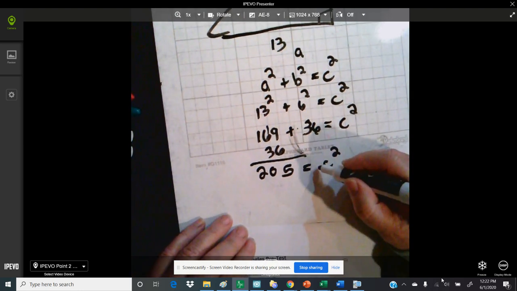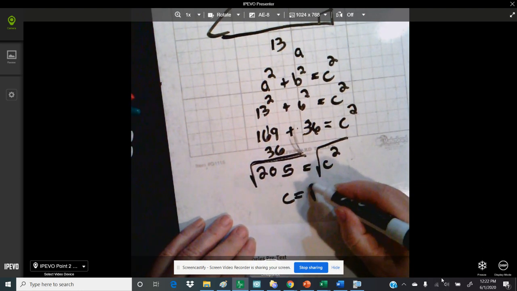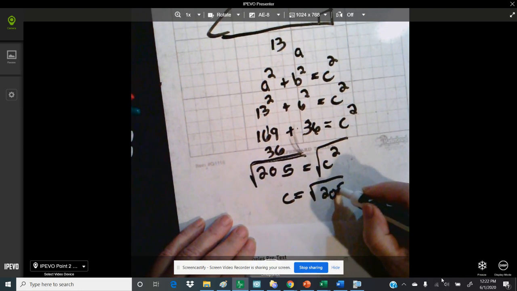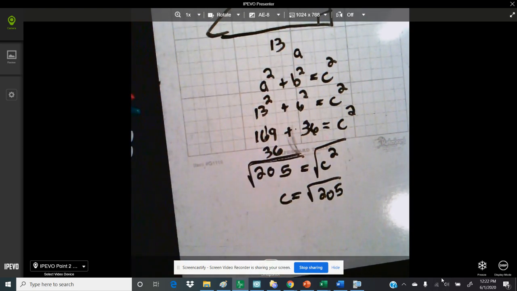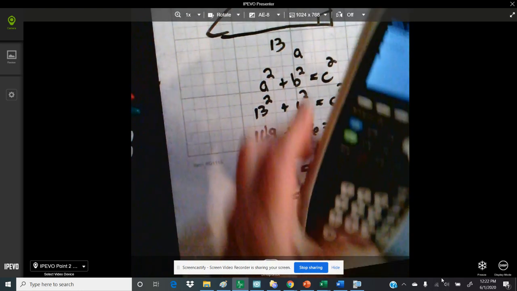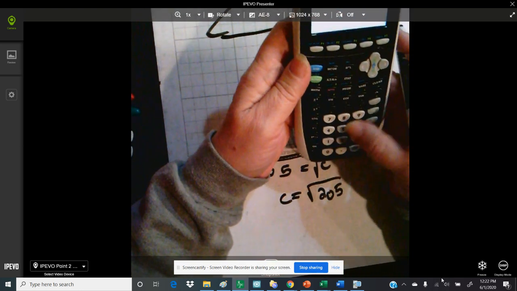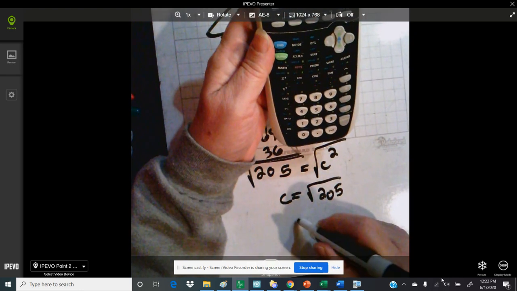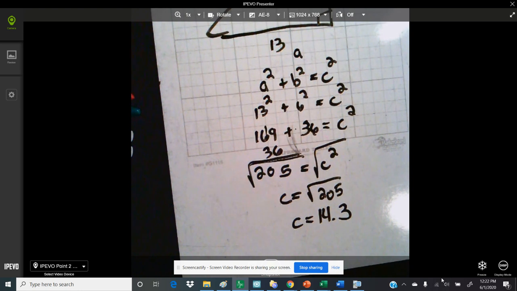If I want to find what C is, I'm going to have to take the square root of both sides. So I know that C is going to be the square root of 205. Again, plus or minus, but because I'm talking about a side length, I'm only going to keep the positive answer. Go to my calculator, go the square root of 205, hit enter, and I know that C is 14.3 if it asked me to round to 1 decimal place. So 14.3. And then it also said find the measurement of angle A.